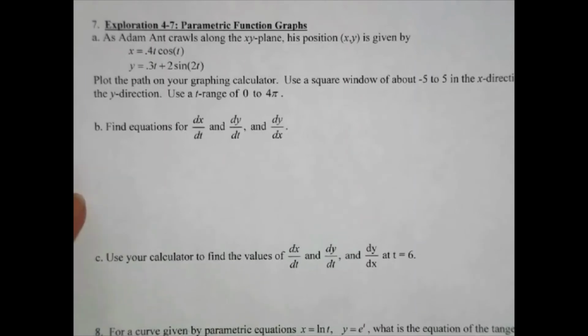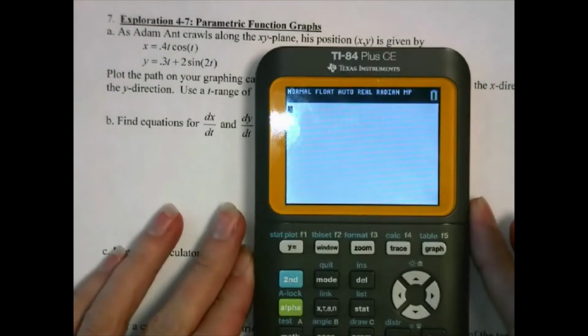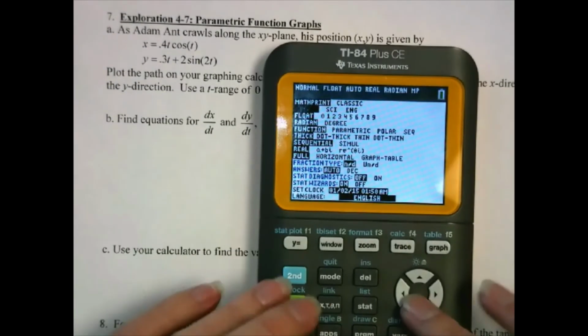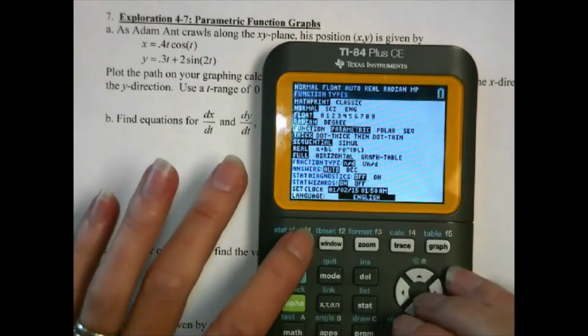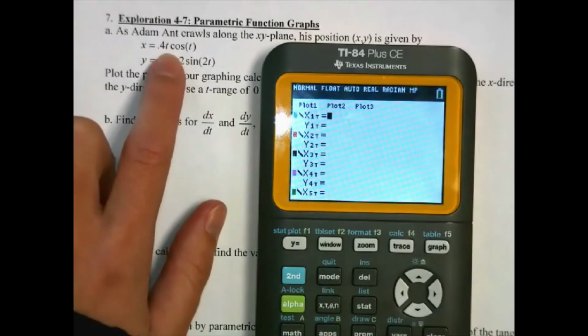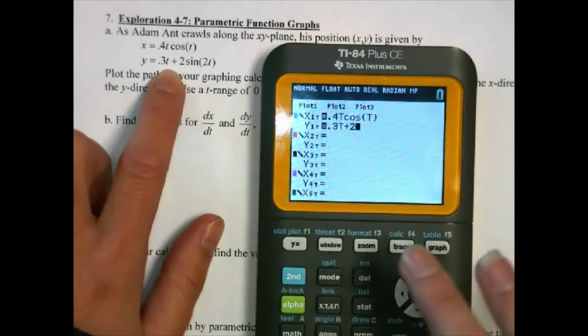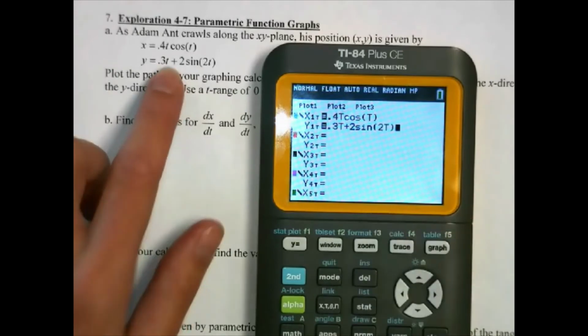Our next example: as Adam Ant crawls along the xy plane, his position is given by those two equations. So we're going to plot this in the calculator, and you're given the window here. We need to take our calculator and put it into parametric mode. So we're going to go to mode, parametric. You should always be in radians for calculus. Then we're just going to enter these in: 4t cosine t, and then 0.3t plus 2 sine 2t.